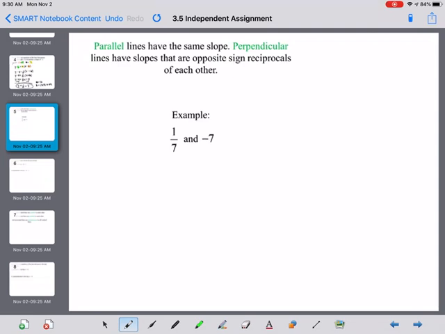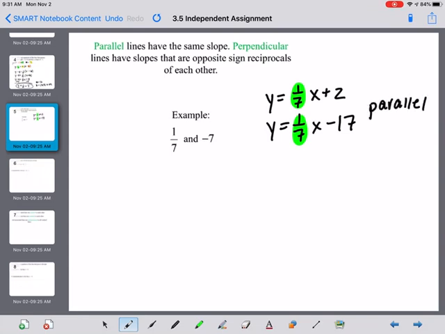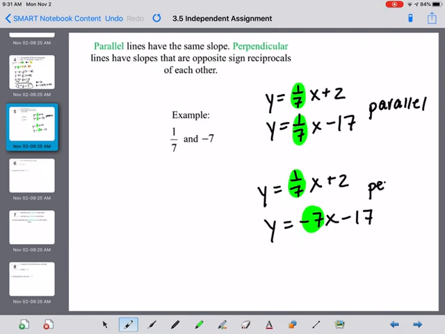So parallel lines have the same slope, and perpendicular lines have slopes that are opposite reciprocals of each other. So an example, if we have y equals 1/7 x plus 2, and y equals 1/7 x minus 17. These would be parallel lines because they have the same slope. If we had y equals, let's say 1/7 x plus 2 again, but then we would have negative 7x minus 17, all right? These would be perpendicular because they have opposite reciprocal slopes.